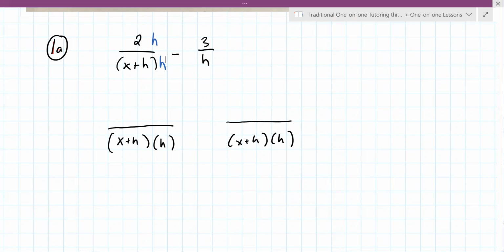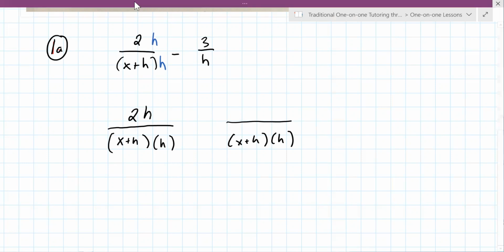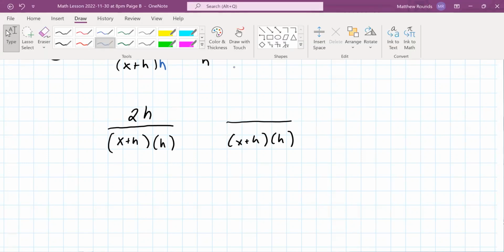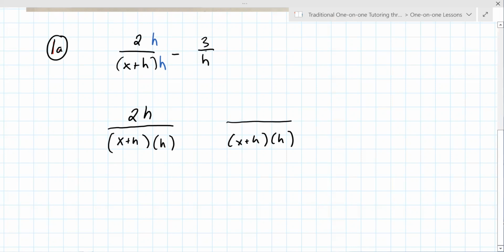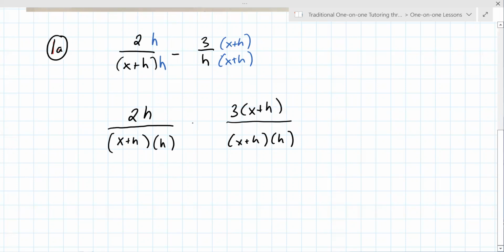Okay, so that means the top becomes 2h. Now on the right, it's kind of the same thing. The h under the 3 is missing an x plus h, which means the top also needs an x plus h. So that means down here in the second numerator, it's 3 parentheses x plus h with a minus.